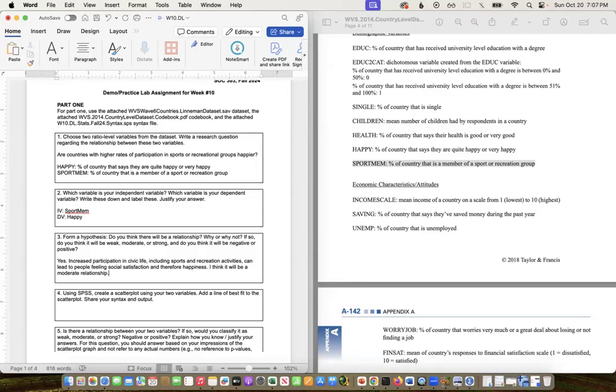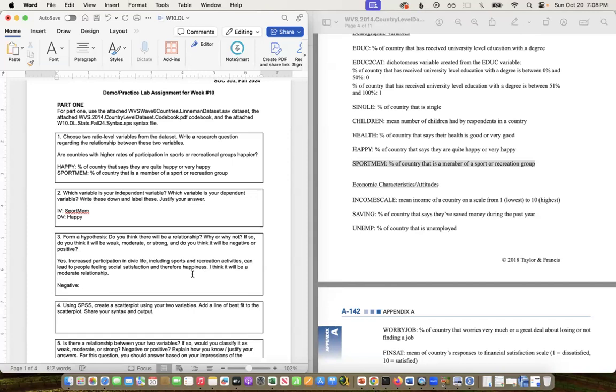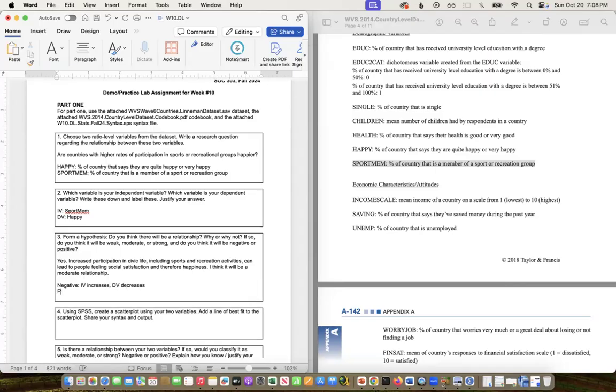So remember that a negative relationship means that as the IV increases, the DV decreases. A positive is that as the IV goes up, the DV goes up, and then no relationship is that as the IV goes up or down, there's no linear pattern, where it's not going up or down. It's just kind of scattered all over.